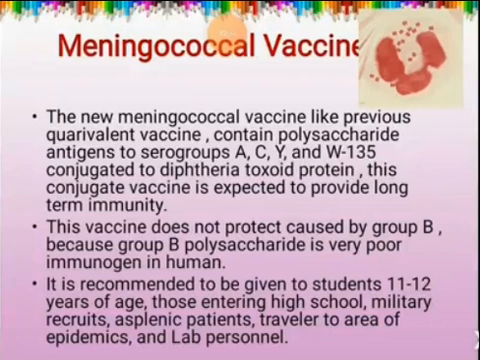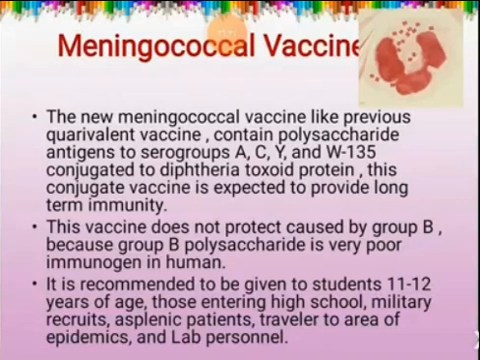While in Neisseria meningitidis, there is a vaccine which is called the quadrivalent vaccine, containing polysaccharide antigens to serogroups A, C, Y, and W135, which are the most common serogroups causing epidemics of meningitis. It's conjugated with diphtheria toxoid protein. This conjugate vaccine is expected to provide long-term immunity.